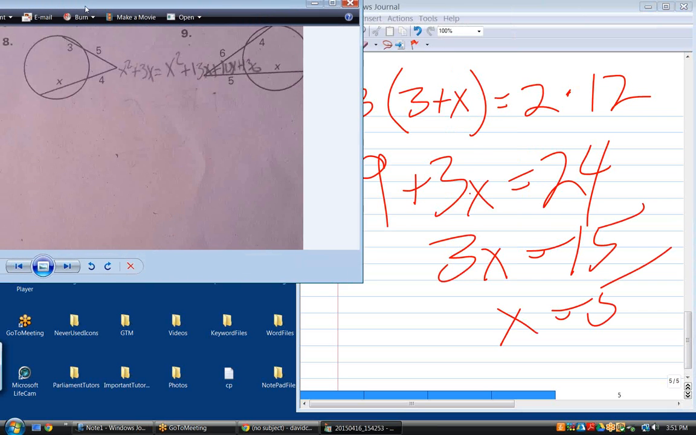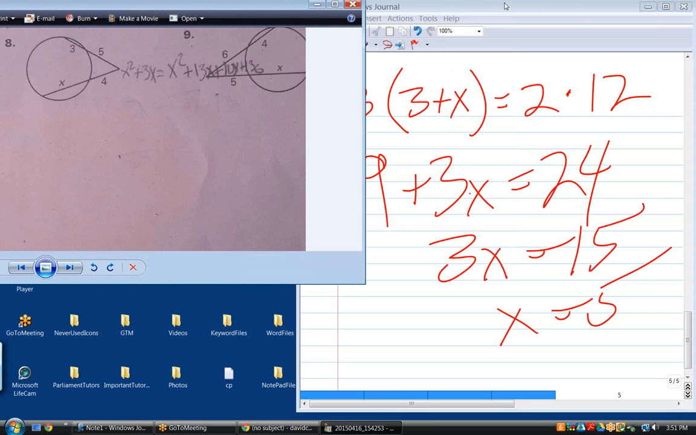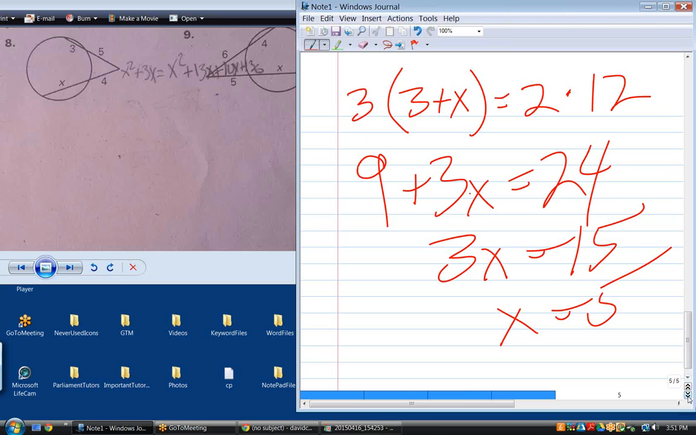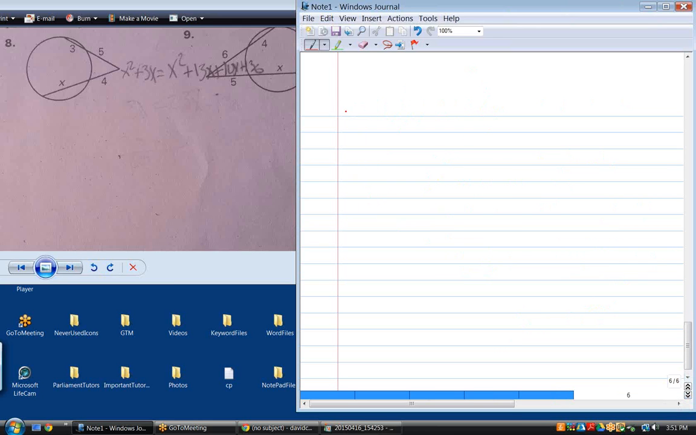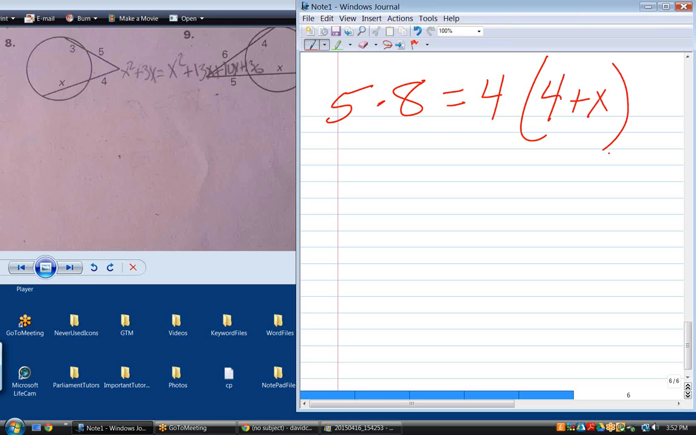So number 8, same thing. 2 secant lines that intersect outside of the circle. What's the equation that I want to write? You want 5 times 8 equals 4 times 4 plus x. In other words, we want 4 times the entire length of this line, which is x plus 4. Okay, and this is also pretty easy to solve. I don't think you're going to have any problem with that.